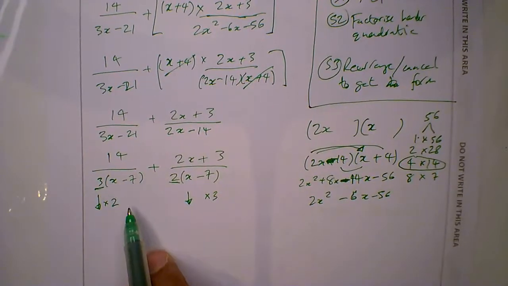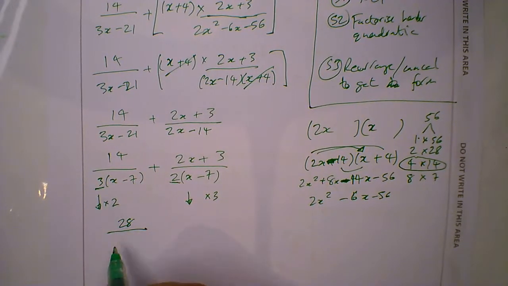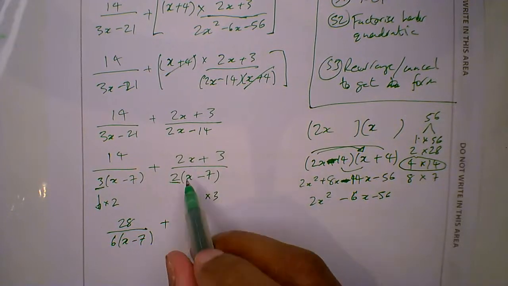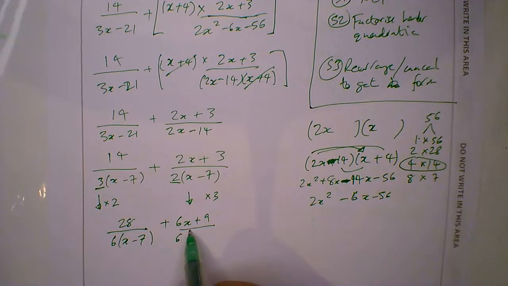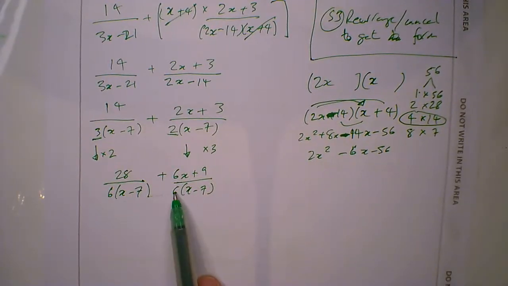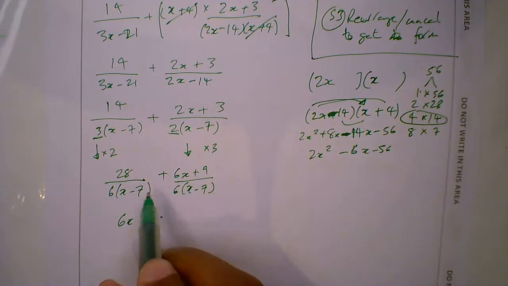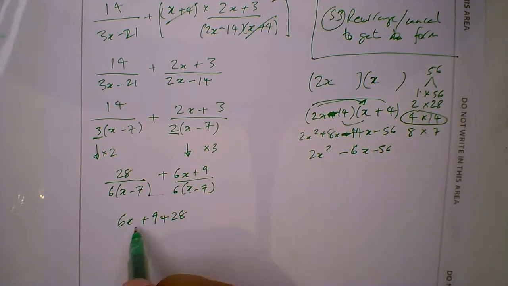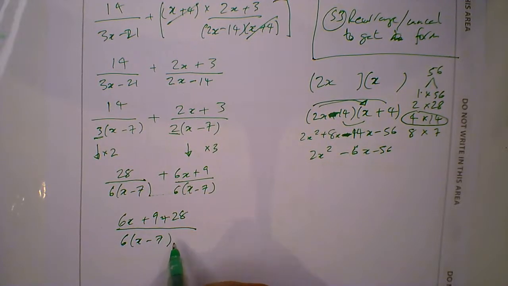So everything here is multiplied by 2. So 14 times 2 is 28. 2 times 3 gives me 6, x minus 7, plus 2x times 3 is 6x. 3 times 3 is 9. All over 2 times 3 is 6, x minus 7. So now you can see that the denominators are the same, so I can just add them together. So you've got 6x plus 9 plus the 28. Put the numerators together. Denominator is 6, x minus 7.